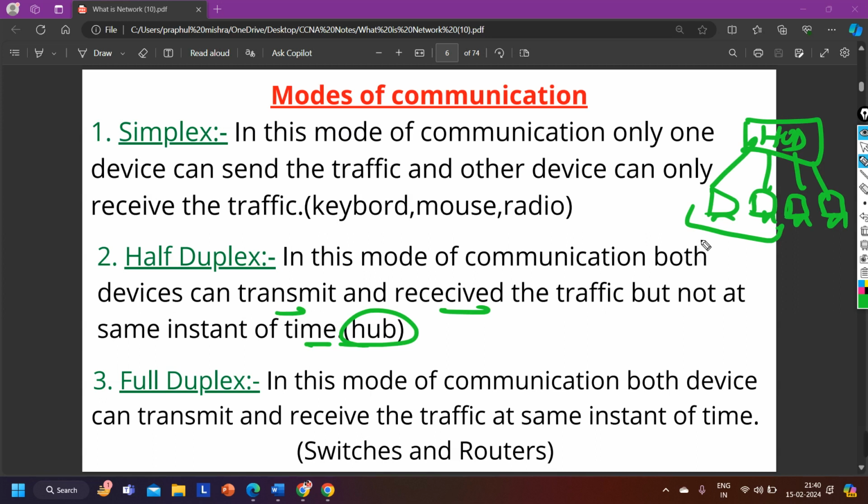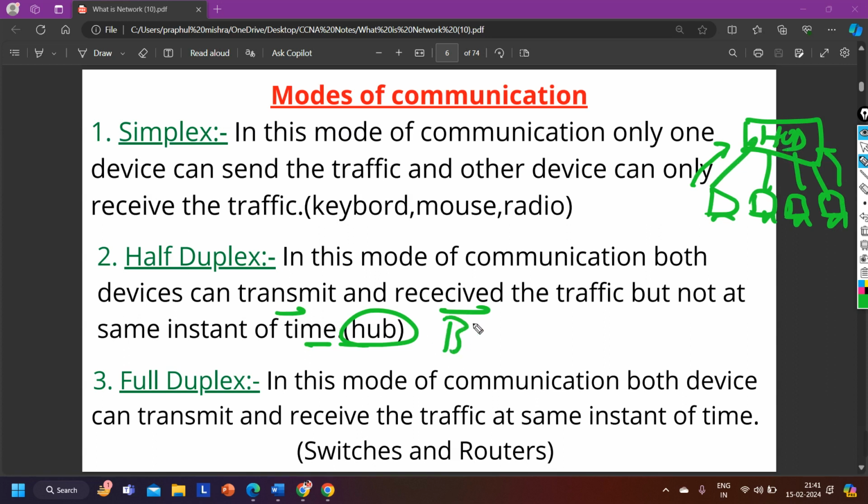Or let's say if this device is sending data, and at the same time this device also sends data to the hub, what will happen? A collision will occur, because a hub works on half duplex. Either it can receive the data or it can transmit the data at a time. If it is receiving data from two devices at the same time, the data is going to collide, right?